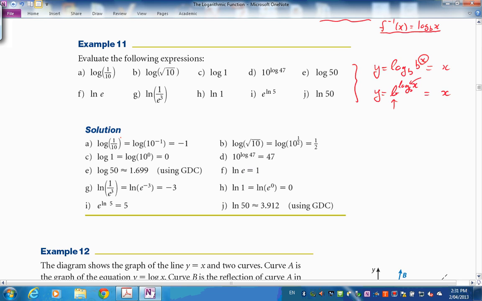Log of 1/10 to the base 10, that is 10 to the neg 1, and so the log is neg 1. Do the same thing here, log to the base 10, let's work out root 10 as a power of 10, there it is, so the answer is just the power. Log to the base 10 of 1, what do you raise 10 to get 1? It's 10 to the naught. So the log is 0. Here's the other definition. 10 raised to the log to the base 10 to get 47. You must get 47 by definition.